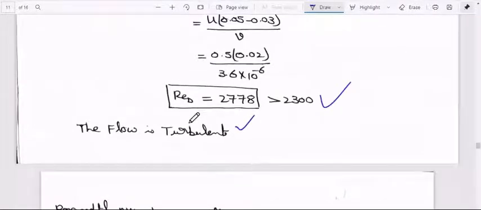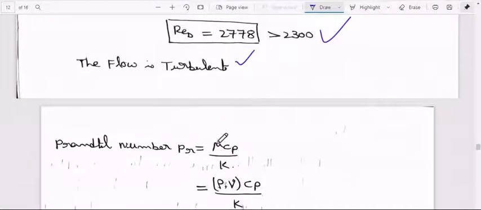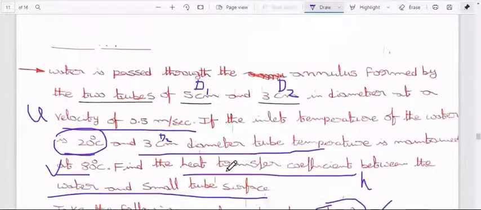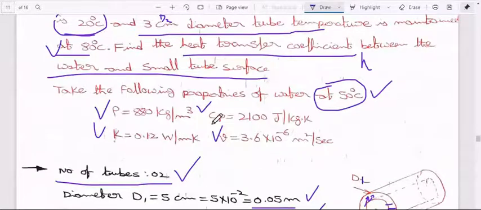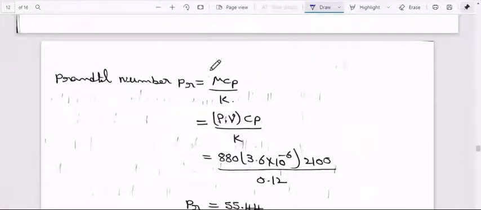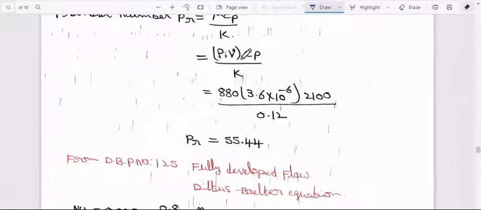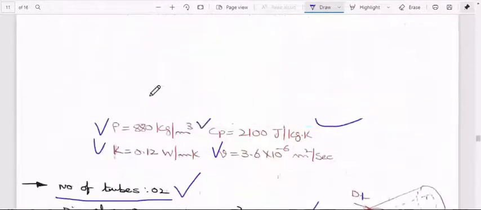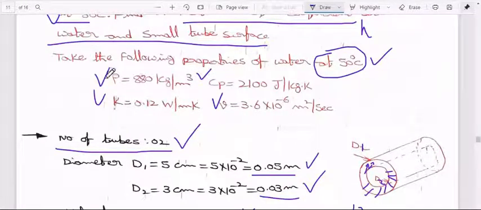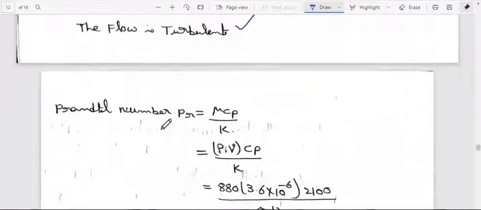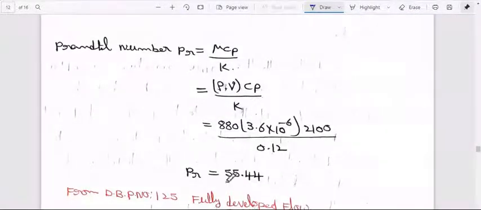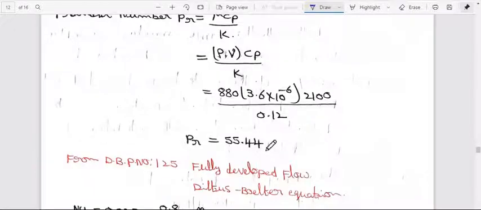Now I am going to calculate the Prandtl number. Pr equals mu Cp by K. The Prandtl number is not mentioned in the property values, that's why I'm calculating it like this, mu Cp by K. Here mu equals density into kinematic viscosity. The density and kinematic viscosity values are mentioned in the question. Now we substitute these values in this equation, so the Prandtl number is 54.44.